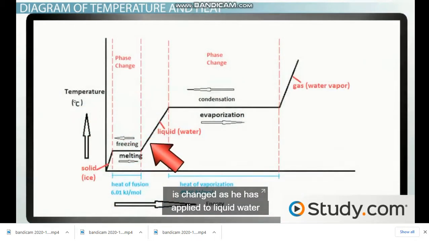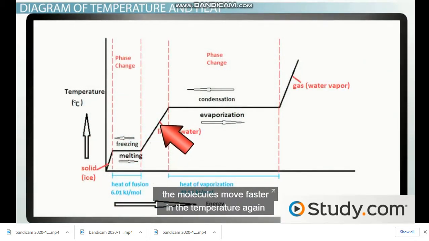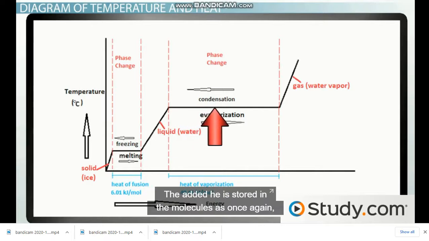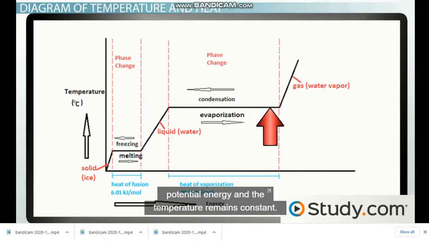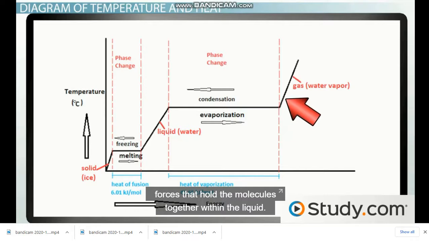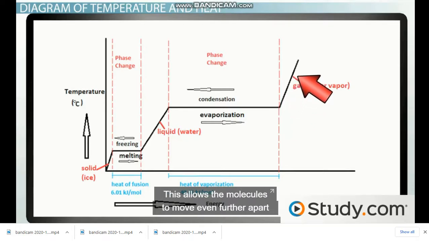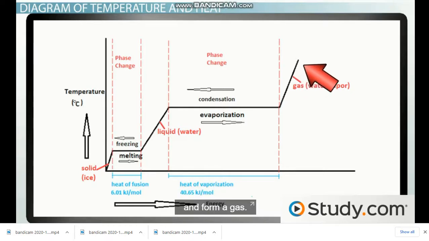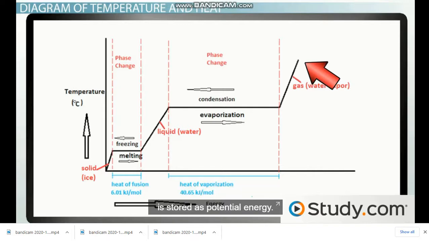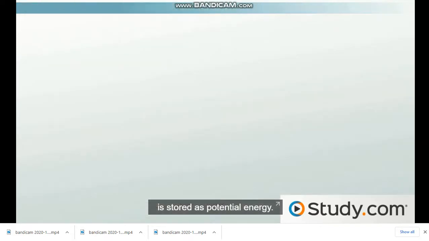As heat is applied to liquid water, the molecules move faster and the temperature again increases. During the phase change from liquid to gas, the added heat is stored in the molecules as, once again, potential energy, and the temperature remains constant. The added heat is used to overcome the remaining forces that hold the molecules together within the liquid. This allows the molecules to move even further apart and form a gas. Once again, the heat energy during the phase change is stored as potential energy.